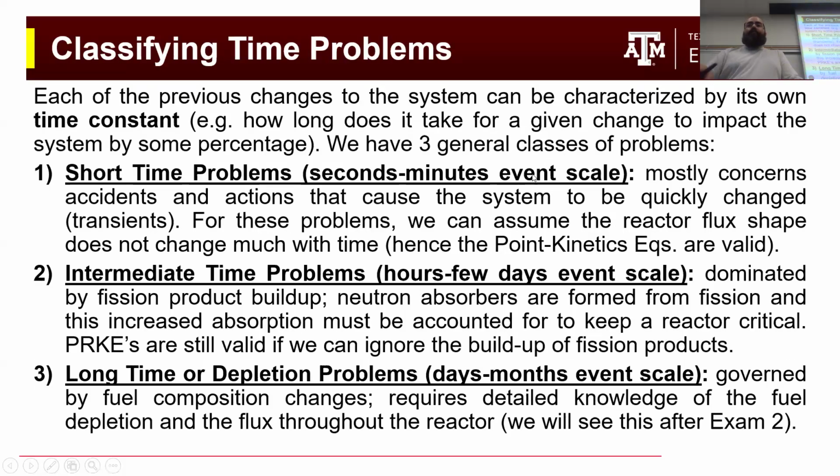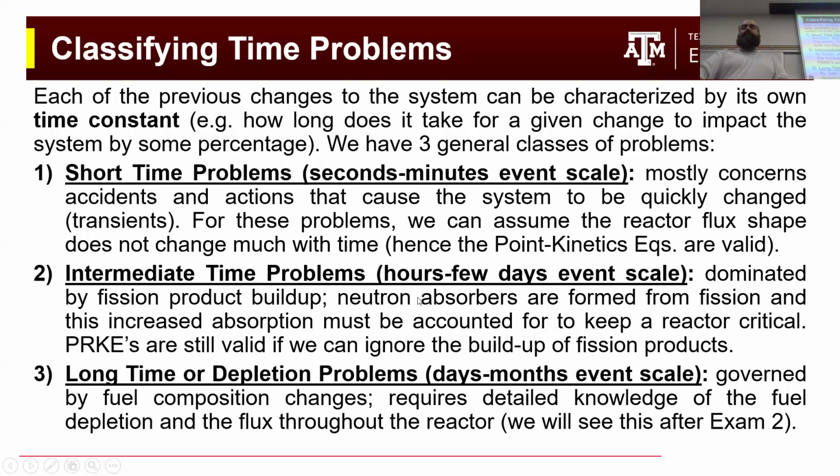Over seconds to minutes, we're mostly concerned with any accident or action that might quickly change the system. Those will generally be described as transients, like the removal of a control rod or the trip of a pump. In those short time scales, we can assume that the reactor flux shape doesn't change that much with time. And that means that the point kinetics equations would be valid for short time scale problems.